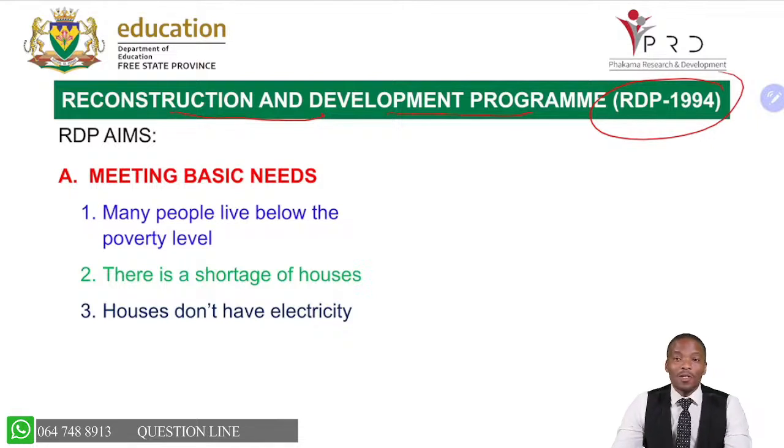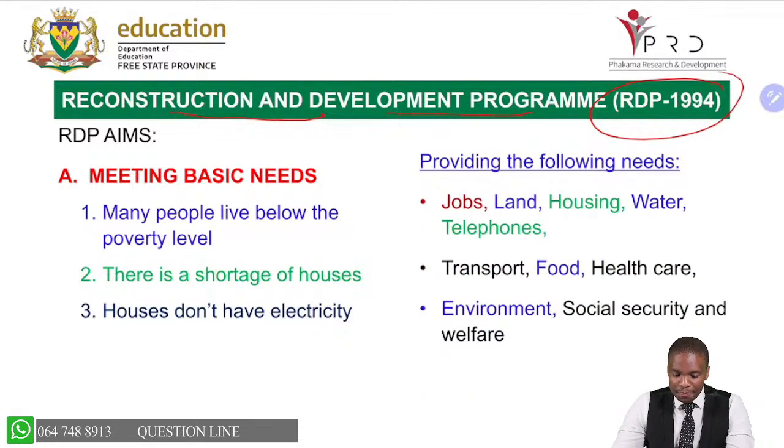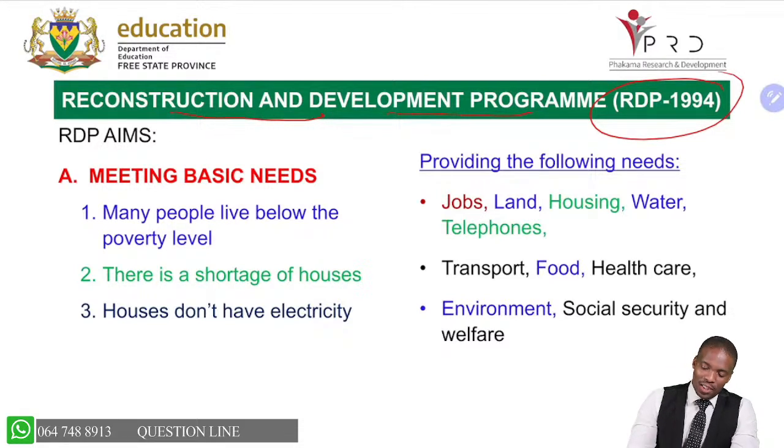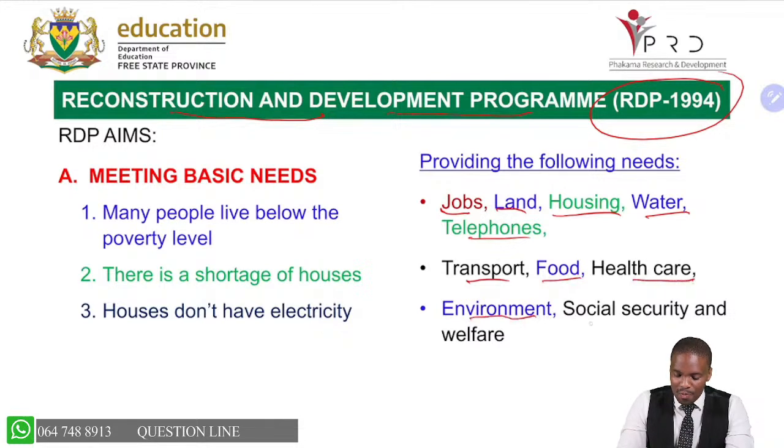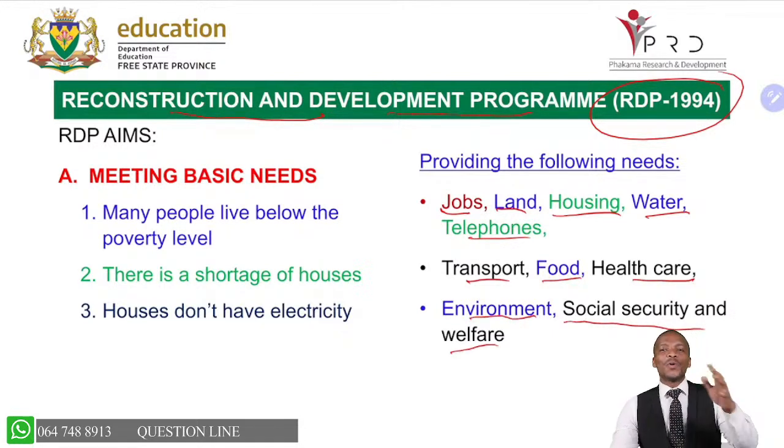So A was to meet those basic needs, and then they also had to provide the following. You see, the issue of land, jobs, housing, water, the issue of telephones, transport, food, healthcare, environment, as well as social security and welfare. Look how broad that is.